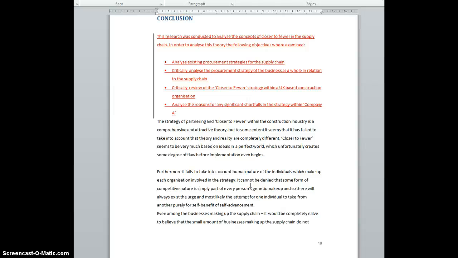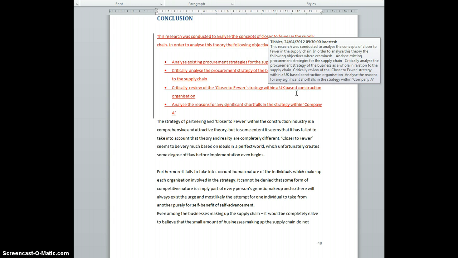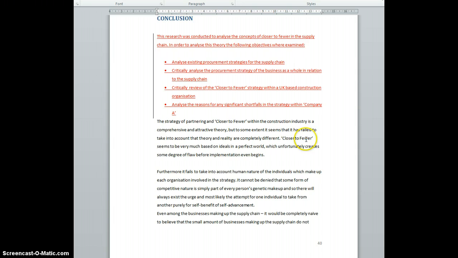But to some extent, the field research has identified that it fails to take into account the theory and the reality. So you just keep saying, this is what you found here, this is what you found there, and you bring them together. So what you have to do now is go back and highlight all the main points that you've got from your literature that supports this group of objectives. And also what you've found from your field research.